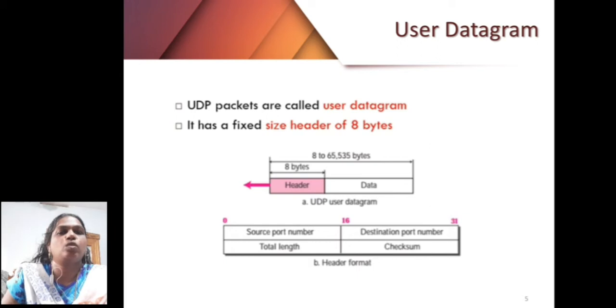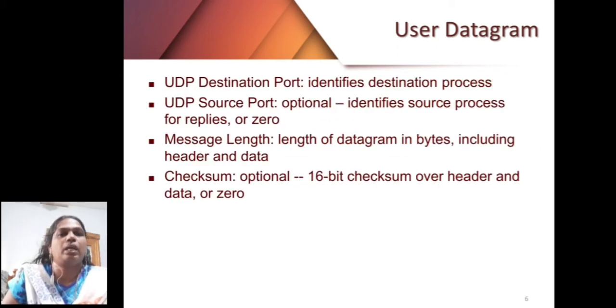The header contains the source port number and destination port number, which uniquely identify the source process as well as the destination process, along with a total length. Total length specifies the total size of the datagram along with the header, and a checksum value, which is a 16-bit checksum field used for detecting errors that occur in the packet. So these are the details about the UDP header format: source port, destination port, message length as well as the checksum.